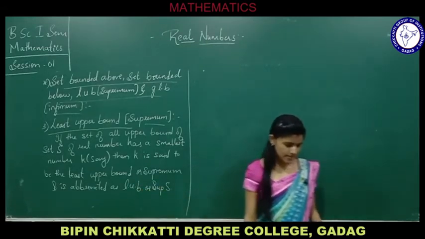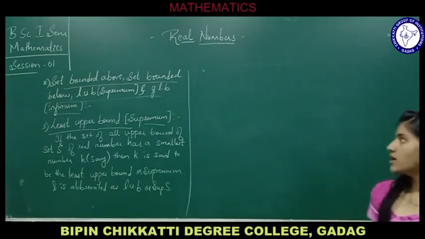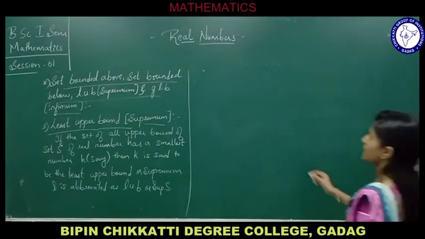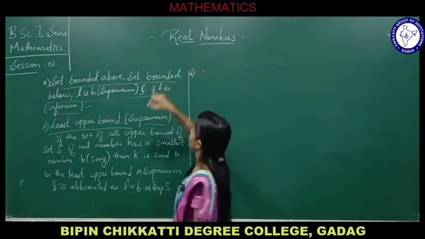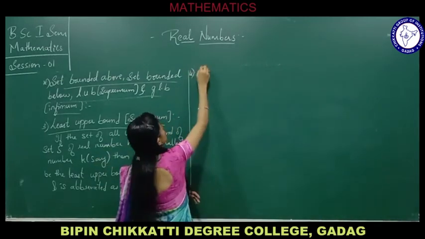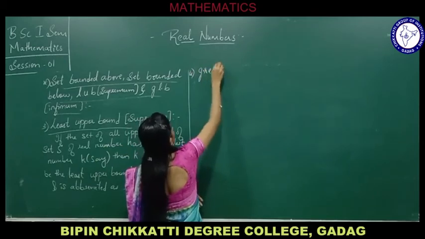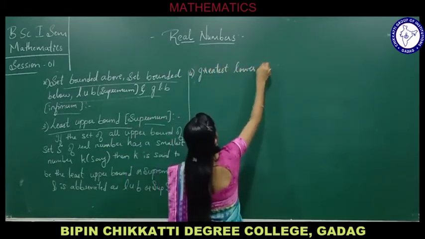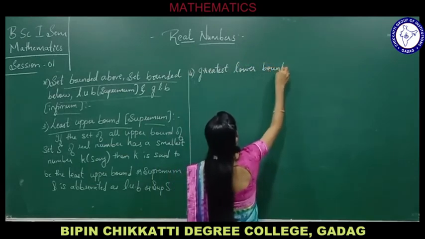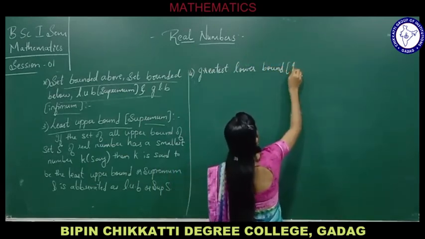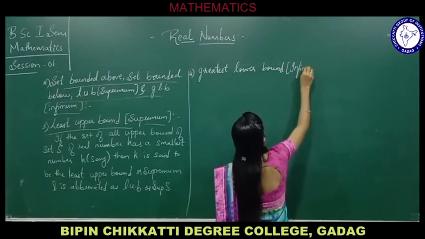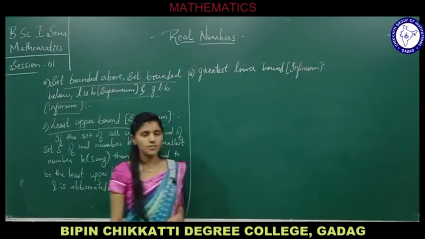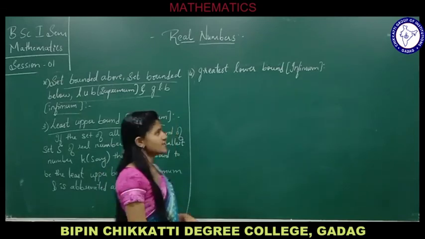Now let us study about what? Greatest lower bound, or we also call it infimum. Greatest lower bound is also called infimum.